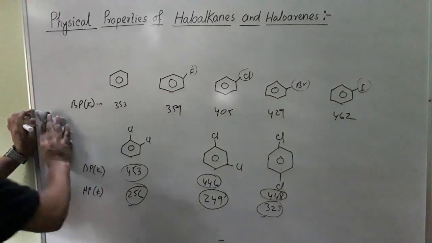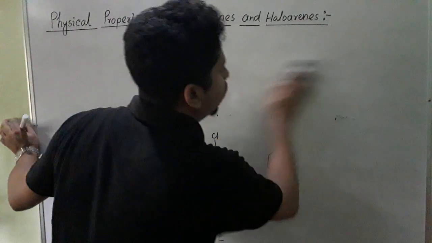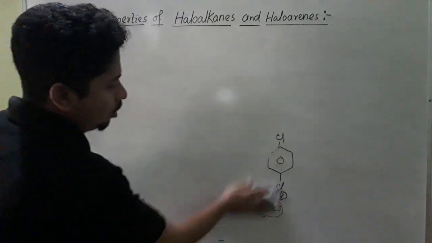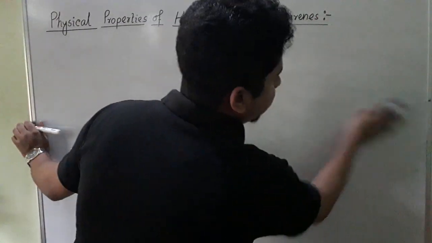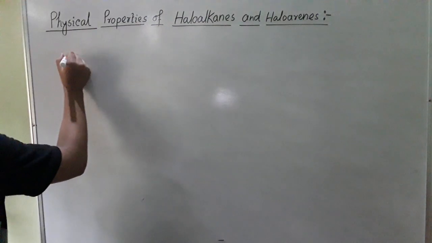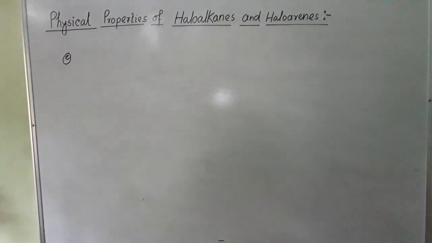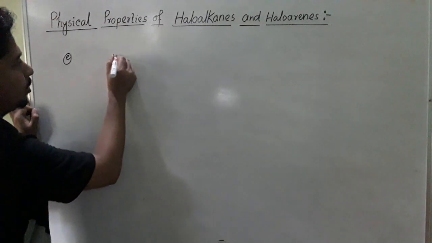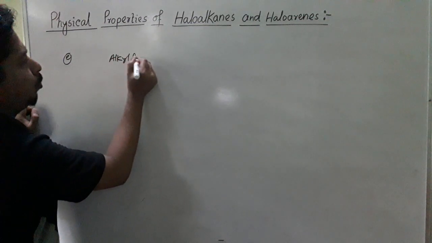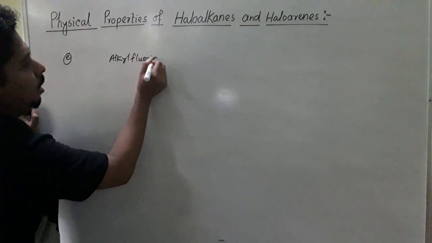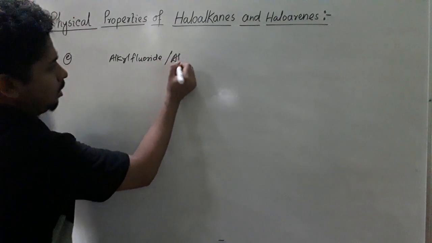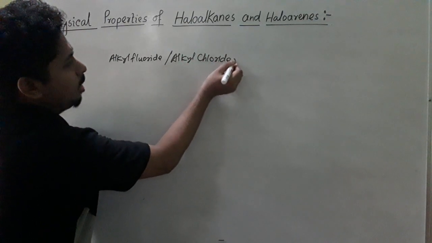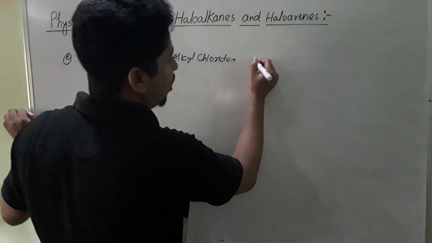Okay, now we are going to discuss density. Number E, we are going to discuss the density. So these alkyl fluoride and alkyl chloride molecules are lighter than H2O.